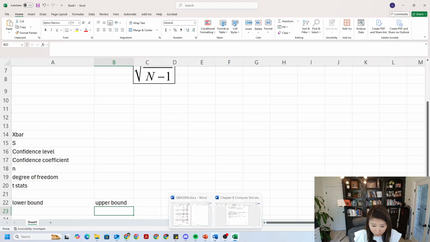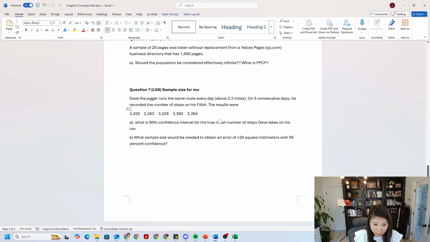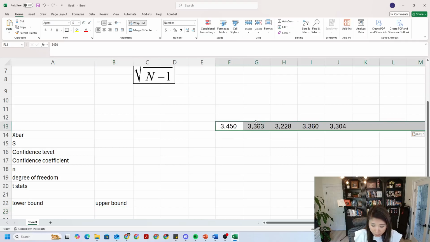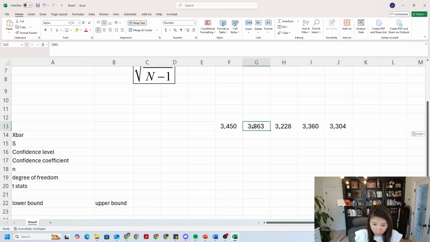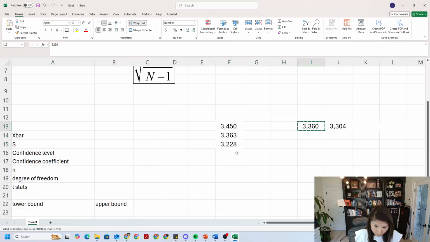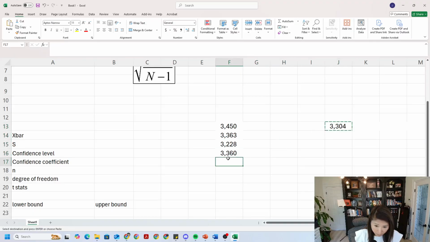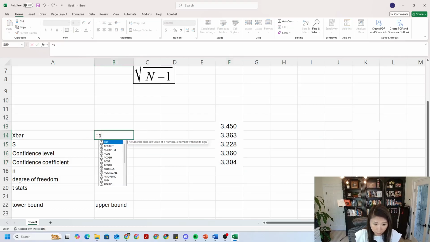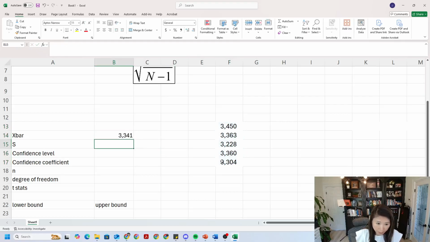First, in order to calculate X bar, we need our data. So let's go back to the question again. The numbers we have here are the following 5. As I mentioned in the previous lecture from chapter 8, we need to make sure all the numbers are vertical, in a column. I'm going to copy and paste them. Okay, now I have my observations and I can calculate the mean. For the mean, we use the formula called AVERAGE and select the values. So X bar is equal to 3,341.